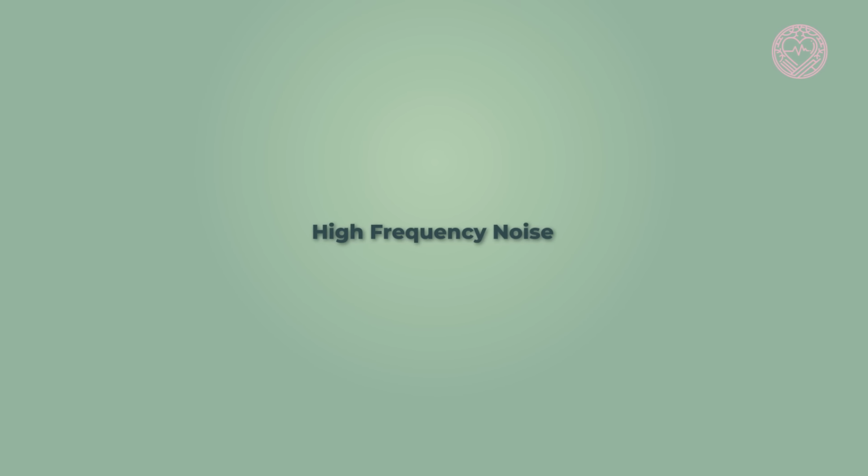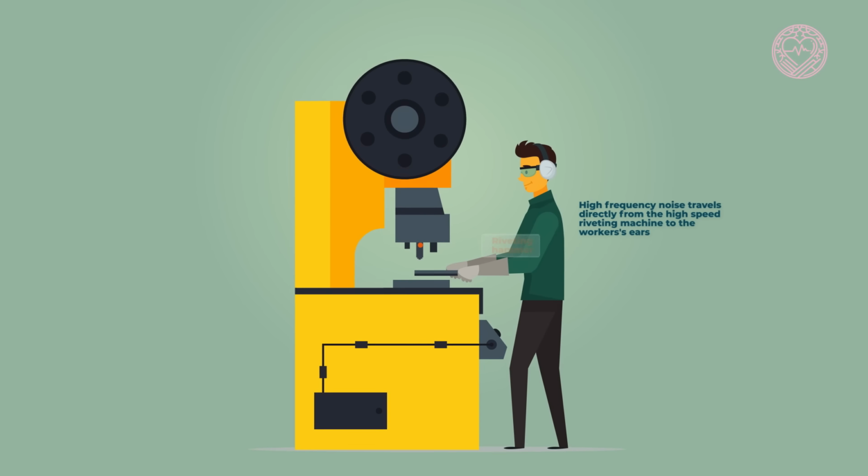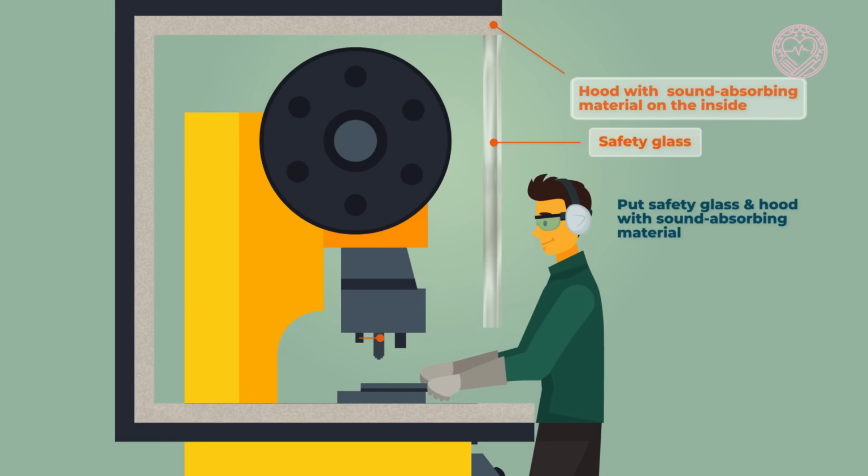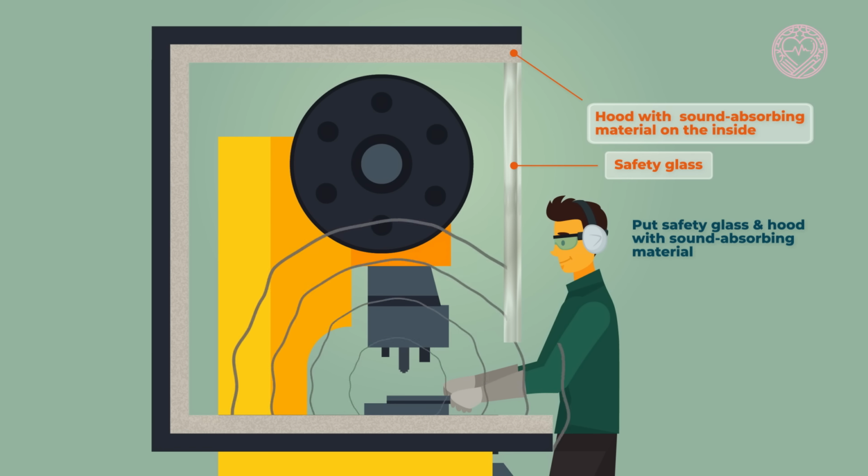High-frequency noise. High-frequency noise travels directly from a high-speed riveting machine to the worker's ears. Put safety glass and a hood with sound-absorbing material.